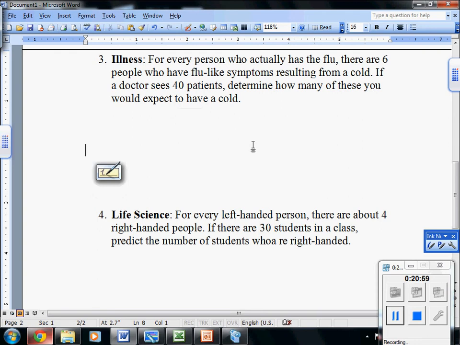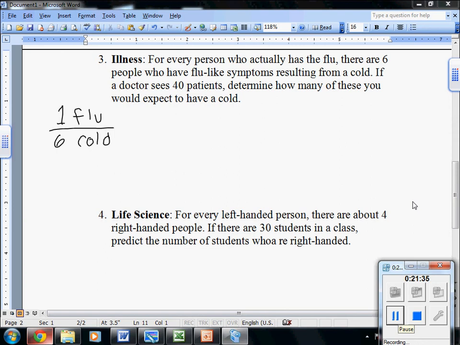They told you for every person. That means they're referring to one. For every one person who actually has the flu, there are 6 people who have flu-like symptoms. So that gives you a rate. That tells you 1 and 6. Those are the 2 numbers. So we're going to label that as 1 flu, one person who actually has the flu, for every 6 people who just have a cold. So for every one person that actually has the flu, there are 6 people who only actually had a cold. So that's what that tells us.